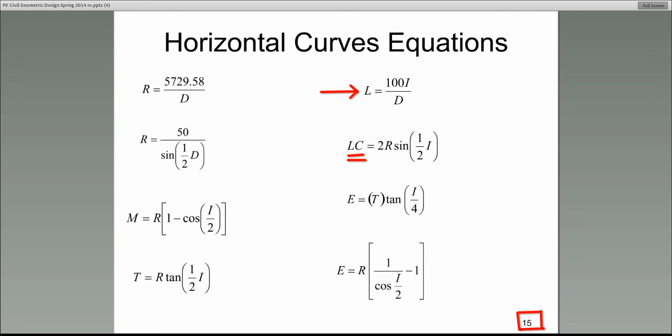So LC, what does LC stand for? Who can tell me? Long chord. Long chord. All right? So make sure that you don't make that mistake. The other thing, let me tell you about the units. Every angle that you see anywhere on this slide, they are in the units of degrees.